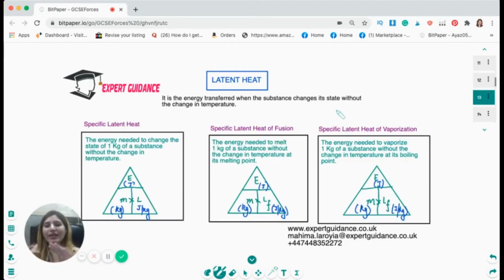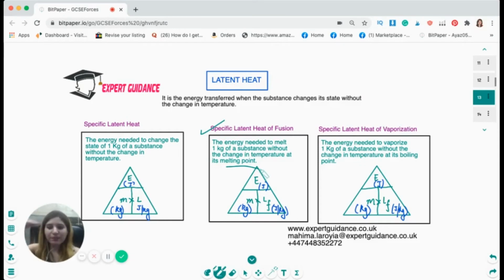Okay, now what is latent heat? Now, latent heat is the energy transferred when the substance changes its state without the change in temperature. Okay, so specific latent heat is the energy needed to change the state of 1 kilogram of substance without the change in temperature. All right, now latent heat could be latent heat of fusion or latent heat of vaporization. The latent heat of fusion is the energy needed to melt 1 kg of a substance without the change in temperature at its melting point.